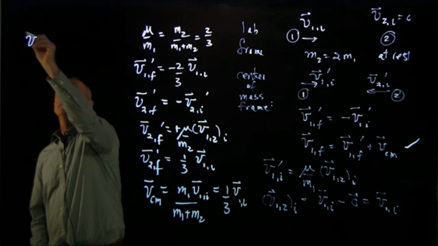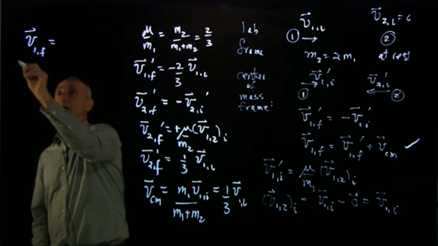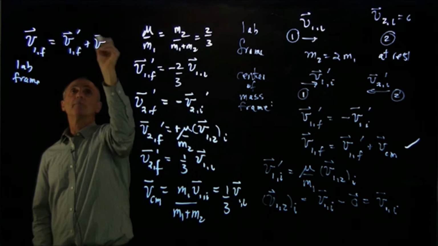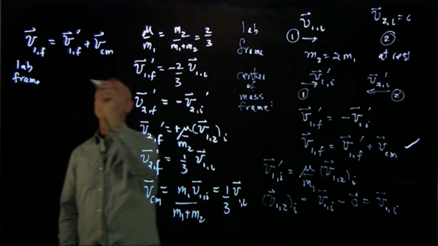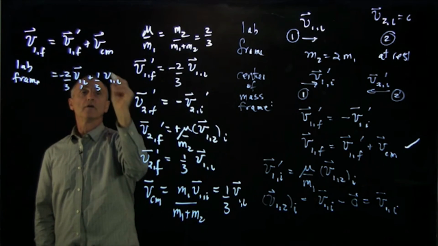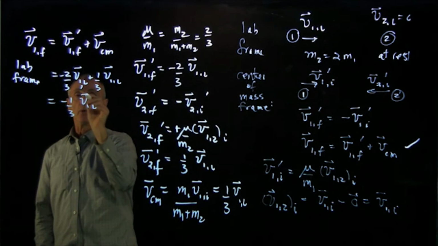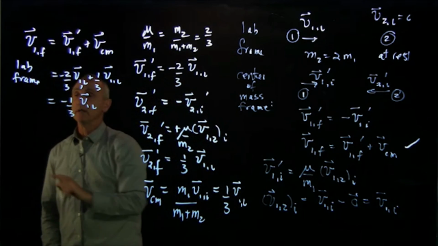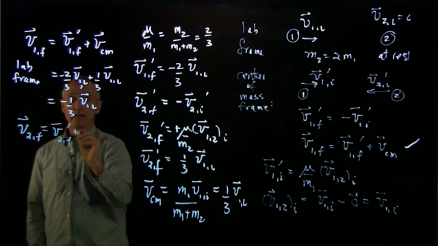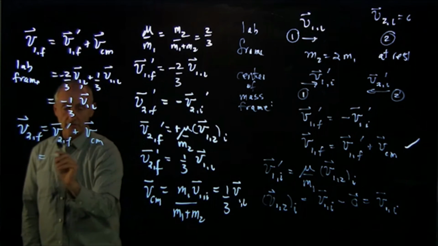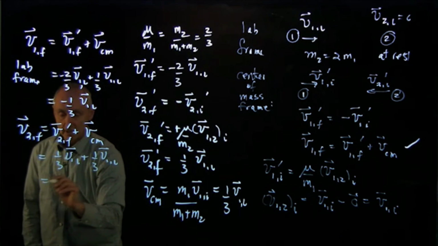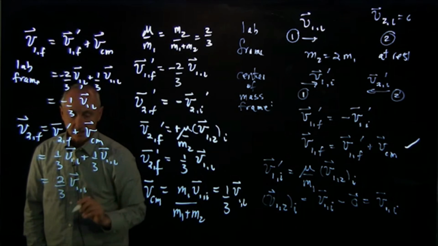And now, for conclusion, we have that the final velocity in the lab frame is equal to the velocity in the center of mass frame plus V center of mass. And we just collect our results. Minus 2/3 V1 initial plus 1/3 V1 initial, so that's minus 1/3 V1 initial, the outgoing velocity of particle 1 in the lab frame, and the outgoing velocity of particle 2 in the lab frame. Again, we have 1/3 V1 initial plus another 1/3 V1 initial is equal to 2/3 V1 initial.